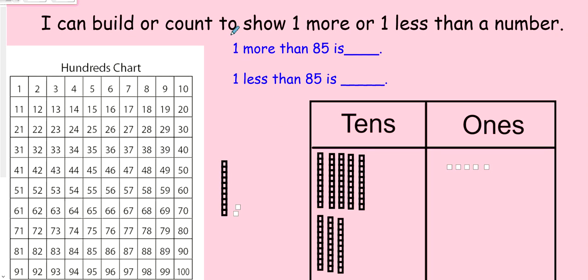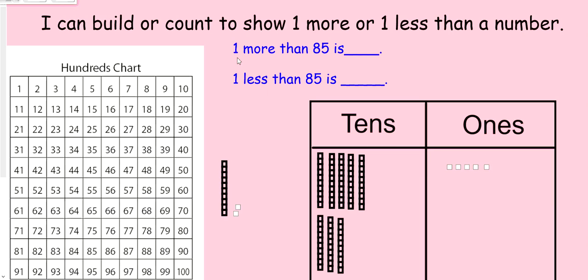Let's try this one. Read it with me. One more than 85 is blank. If I want to build it, I need to make sure I have how many tens? 8. And how many ones? 5. 8 tens, 5 ones.